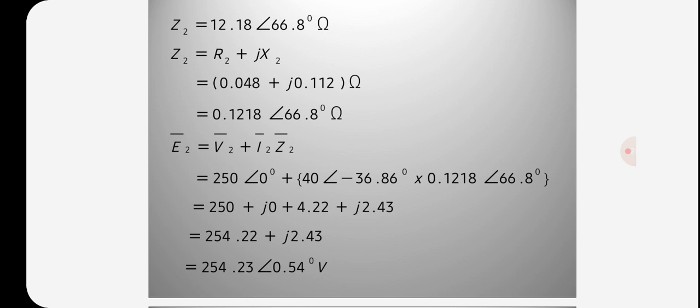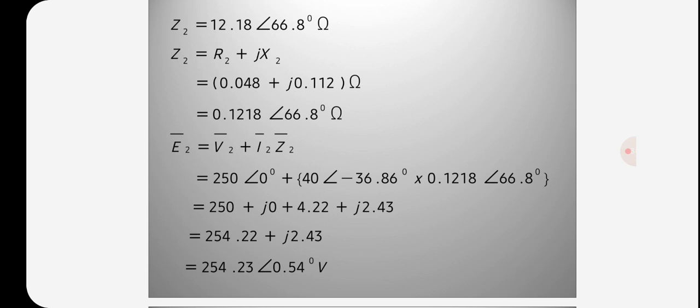So here Z1 is equal to 12.18 angle of 66.8 degrees ohm. Z2 is equal to R2 plus jX2, and that is equal to 0.048 plus j of 0.112 ohm. So here we can convert rectangular to polar, that will be 0.1218 angle of 66.8 degrees ohm. So here E2 is equal to V2 plus I2 Z2, this is a vector form, so that will be 250 angle of 0 plus 40 angle of minus 36.86 degrees into 0.1218 angle of 66.8 degrees.